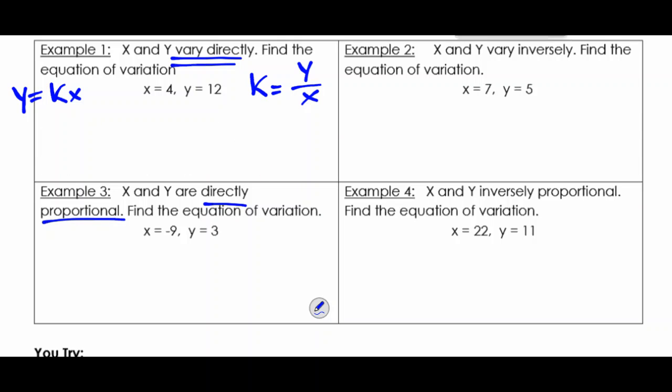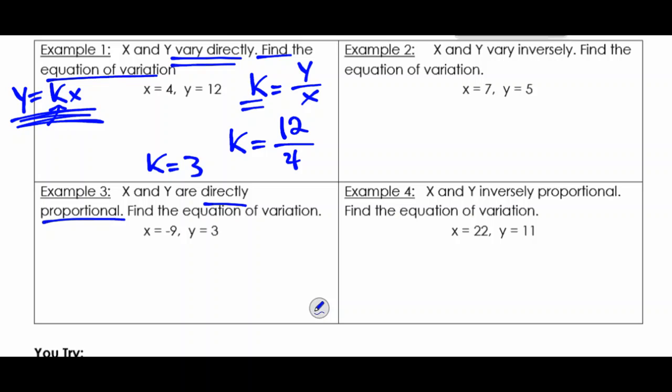So I want to find the constant. I need to figure out what this constant is so that I can plug it in to here and write the general form of the equation. I want to find the equation of variation. So I'm going to plug in y and x. It's basically just dividing those two. So my k here is 3. That's the constant, that's not the equation. The equation looks like this with the constant plugged in.